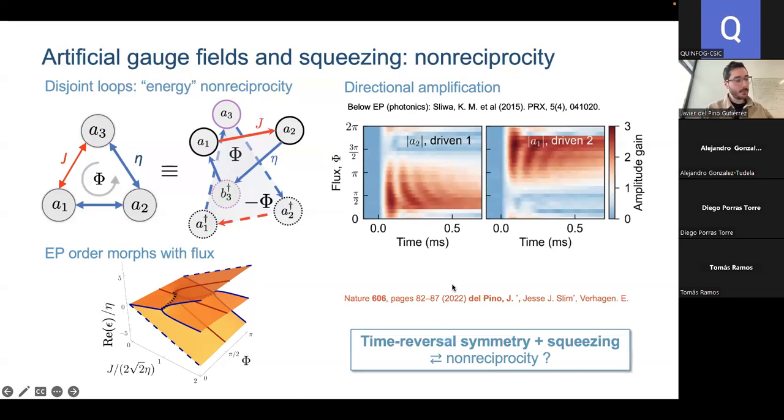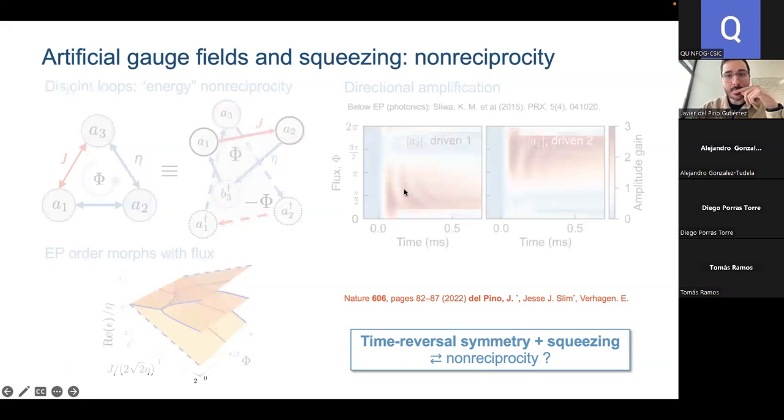Let me now jump to the next part of my talk. But before that, just a reflection here. I've shown you that the use of artificial magnetic fields, or creating magnetic fields that break time reversal symmetry, plus adding gain, in this case through squeezing, creates a non-reciprocal behavior. But is this the only way to create non-reciprocity? That was our motivation for the next part. And indeed, it's not.